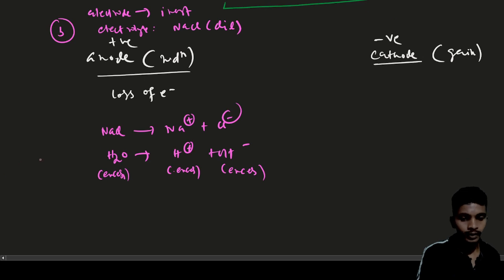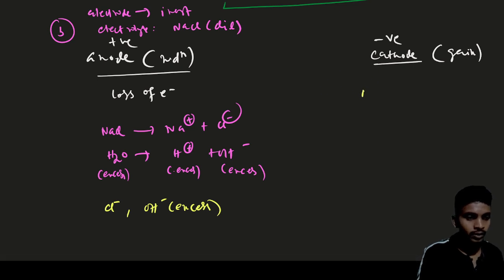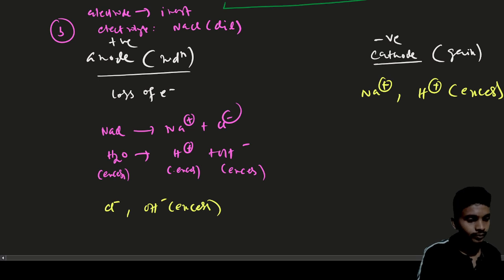So for this case, at the anode, both Cl minus and OH minus get attracted by the positive charge, and OH minus is in excess. Similarly, at the cathode, Na plus and H plus are there, but H plus is in excess.